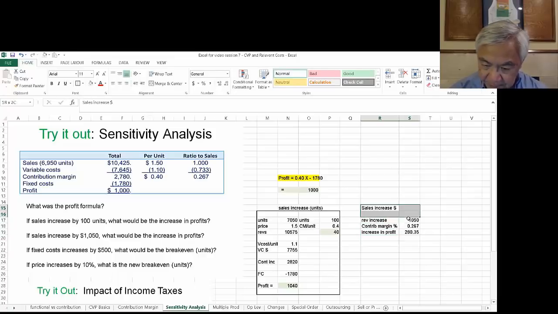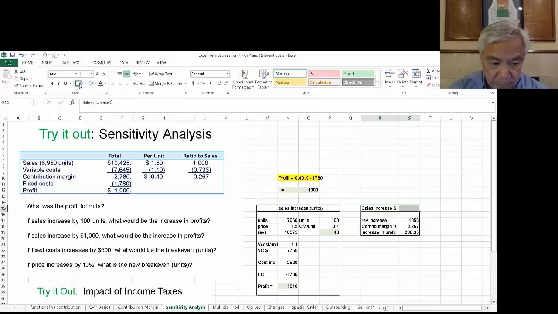And we'll box this. Okay, that's the second scenario. Sale increase in dollars. We multiply times the percentage, and we get the increase in profit.